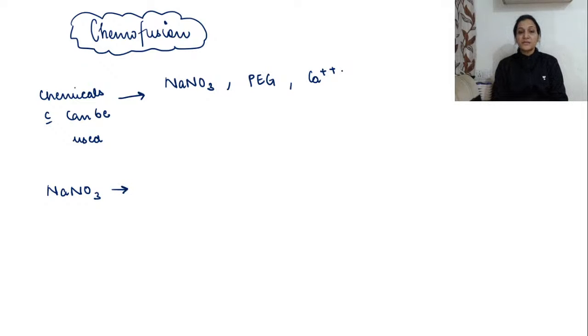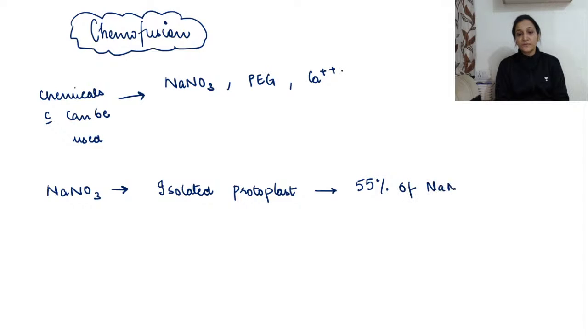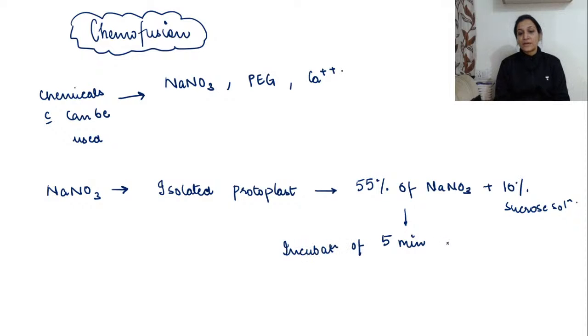The isolated protoplasts are exposed to a mixture of 55% sodium nitrite in 10% sucrose solution, and the incubation will be carried out for 5 minutes, at a temperature of 35 degrees Celsius, and then it will be followed by centrifugation. And the protoplast pellet will be obtained.